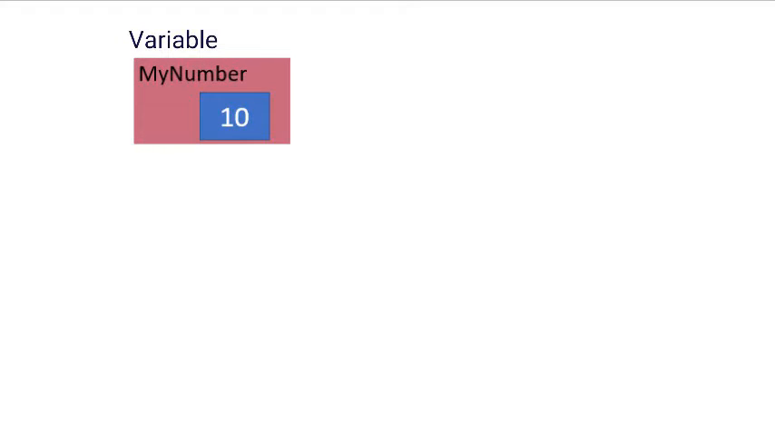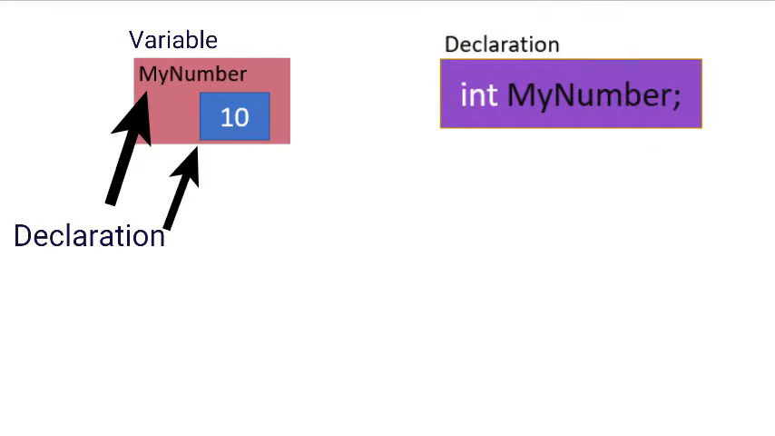A variable must be declared or introduced before it can be used. Variable declaration is introducing a variable name and its data type. How to declare a variable? The code begins with the data type and followed by the variable name. For example, integer my number. Semicolon is used to terminate a statement.